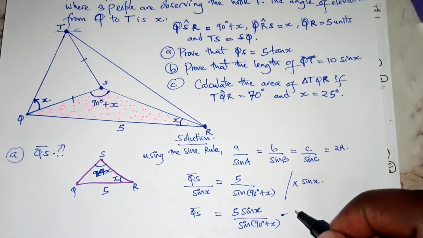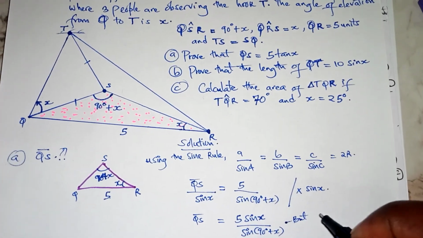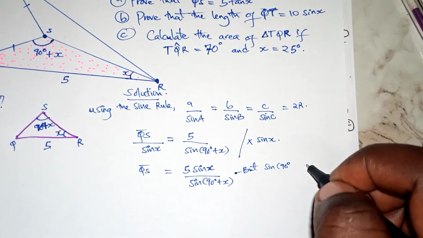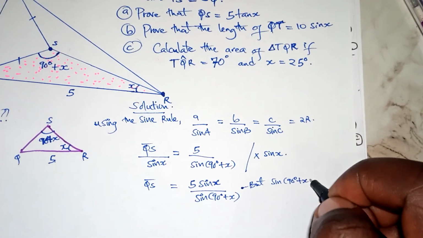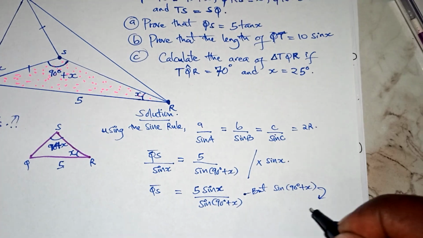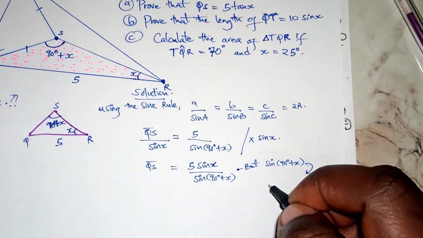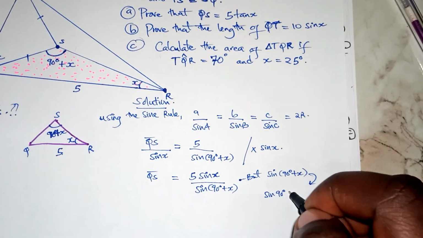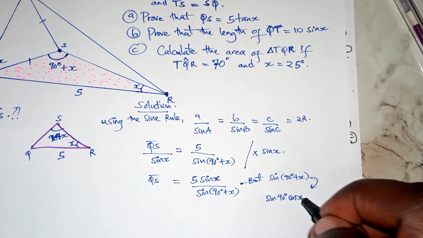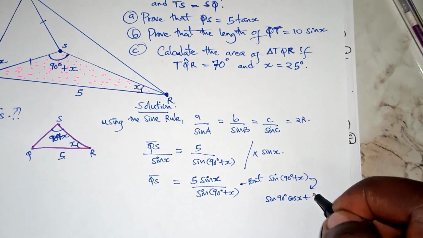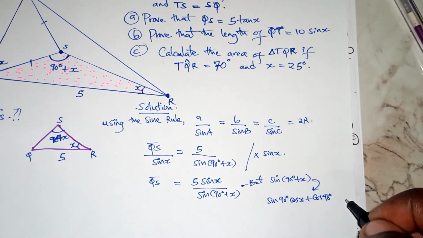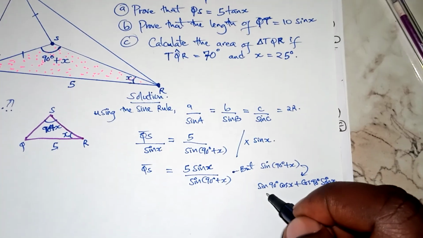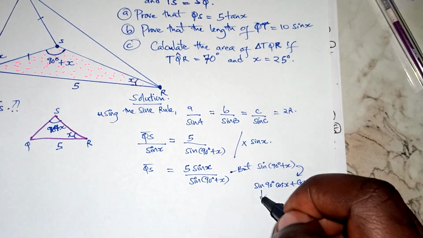But what is this? We can get this, but sine of 90 degrees plus x, what is it equal to? It is sine 90 cos x plus cos 90 degrees sine x. Sine of 90 degrees is what?